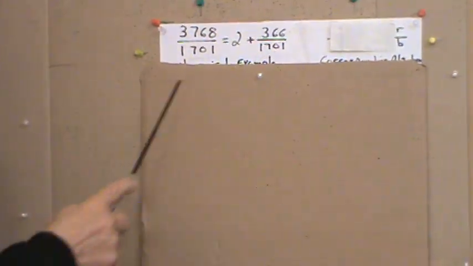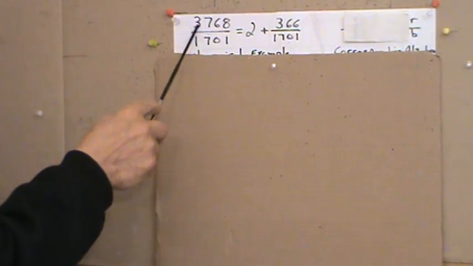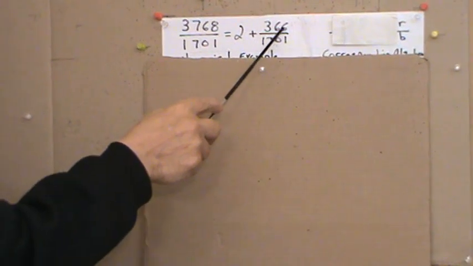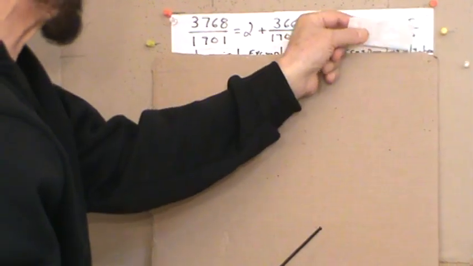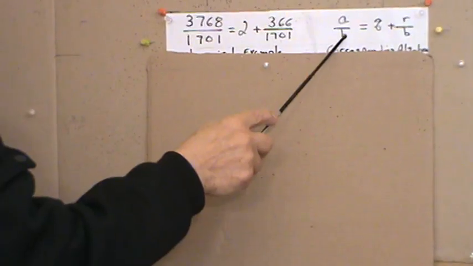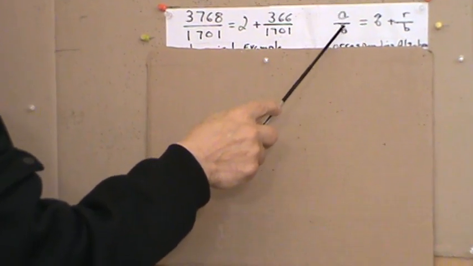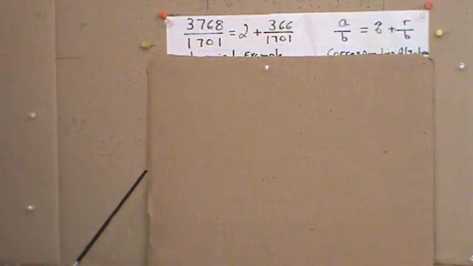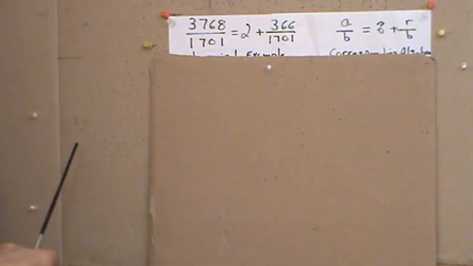Okay. Here is the example that I did mention. This is an example of my own. This is called dividend, this is divisor, this is quotient, and this is remainder. And the corresponding algebraic form of that will be A over B equals Q plus R over B, where A is the dividend, B is the divisor, Q is the quotient, and R is the remainder.